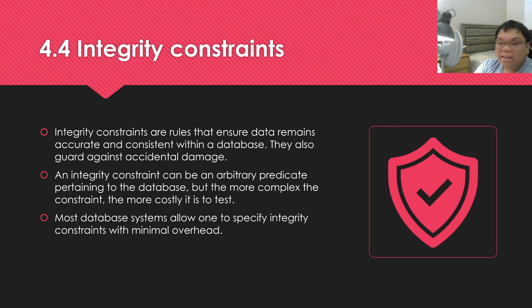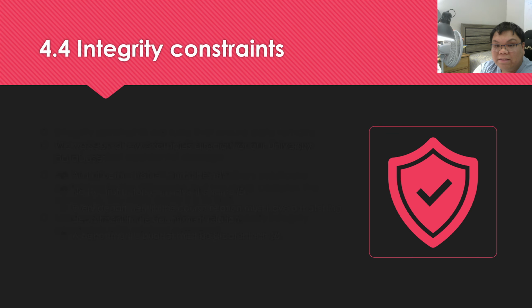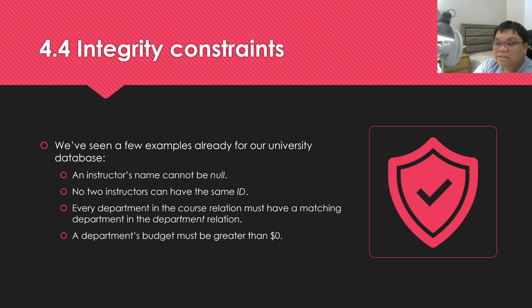Hey, remember integrity constraints? So these are rules that ensure data remains accurate and consistent within a database. They also guard against accidental damage. In practice, an integrity constraint can be some arbitrary predicate, but the more complex the constraint, the more costly it becomes to test. We've seen a few examples of integrity constraints, and these ones are simple enough to test with a very minimal overhead. For example, an instructor's name cannot be null. No two instructors can have the same ID.